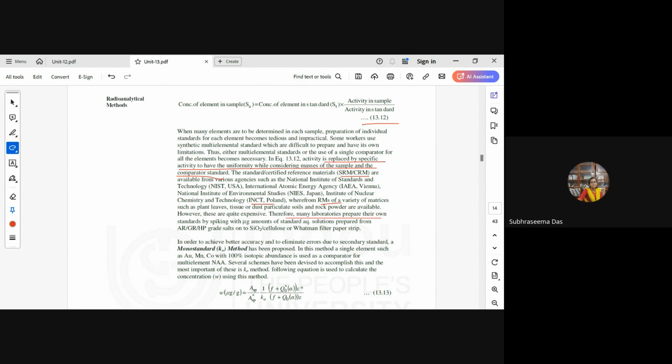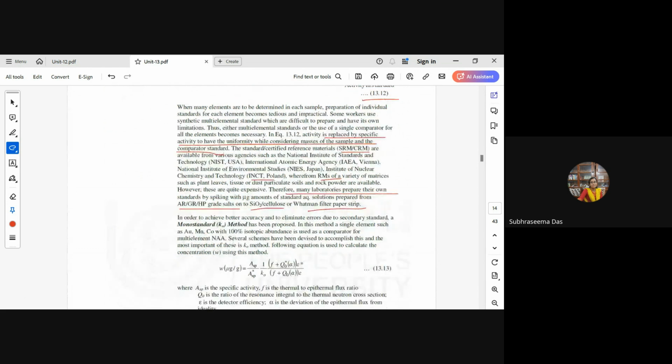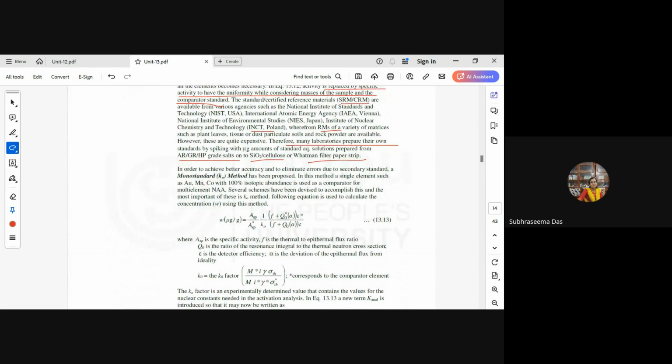Therefore, many laboratories prepare their own standards from analytical grade salts on SiO2, cellulose, or Whatman paper filter strip. So that is why a standard is always necessary to know the concentration of the element present in our mixture. In order to achieve better accuracy and to eliminate the errors due to a secondary standard, a mono standard method has been proposed.